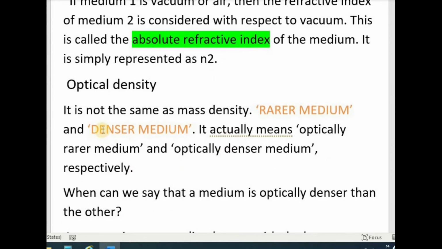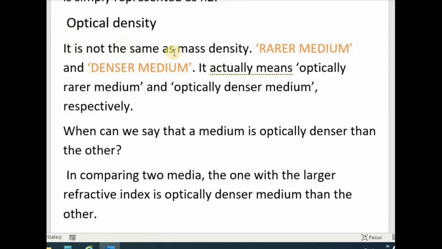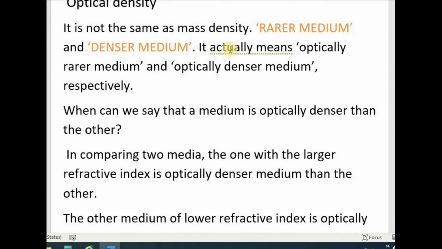Next, we have to discuss optical density. What is meant by optical density? Optical density is not the same as mass density. We have two terms related to optical density: rarer medium and denser medium. What is meant by rarer medium and what is meant by denser medium? Let us see. It actually means optically rarer medium and optically denser medium respectively.